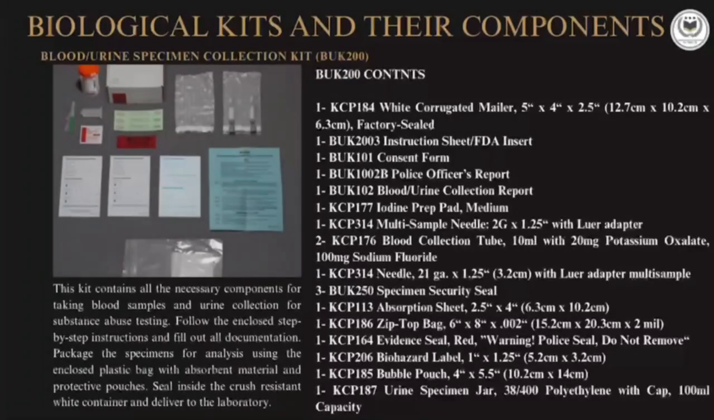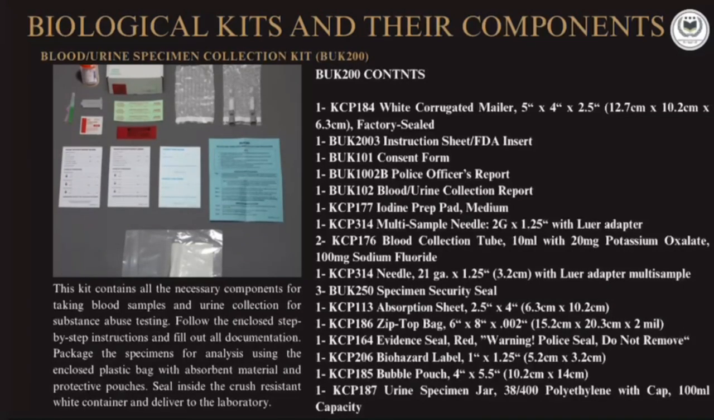Blood urine specimen collection kit, which is used in clinical, forensic, and research settings to collect, preserve, and transport biological specimens, blood and urine, for various types of analysis, such as toxicology, drug testing, or disease diagnosis. These kits ensure that the specimens are collected in a sterile and secure manner to avoid contamination or degradation.